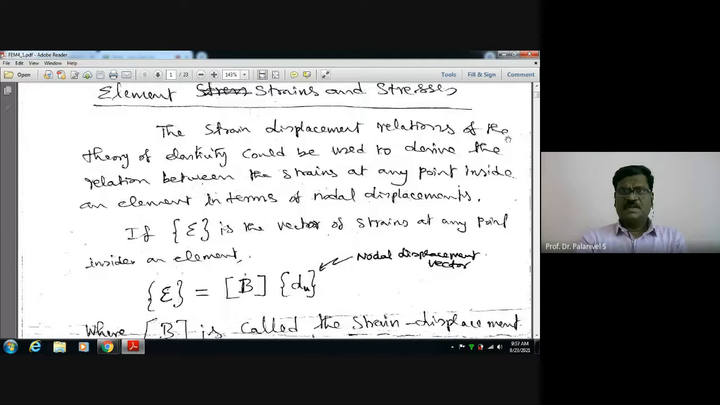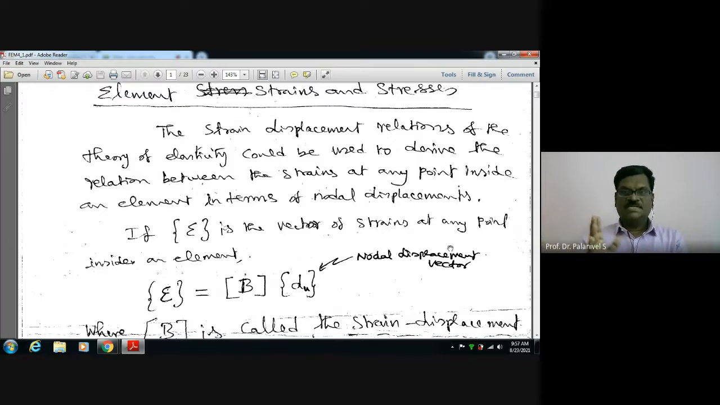the strain displacement relation. Okay, the strain displacement relations of the theory of elasticity could be used to derive the relation between the strains at any point inside an element in terms of the nodal displacements. Okay, so what we are going to do, we are going to obtain the strain displacement matrix, which will relate the strain within the element in terms of the nodal displacements. Actually, the strain displacement matrix is the matrix which relates the strain within the element and the nodal displacements.